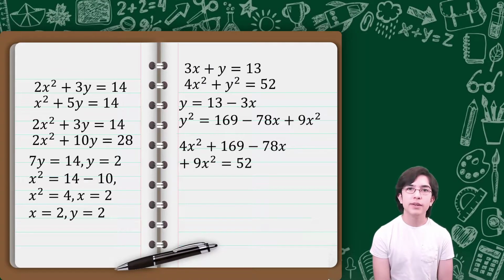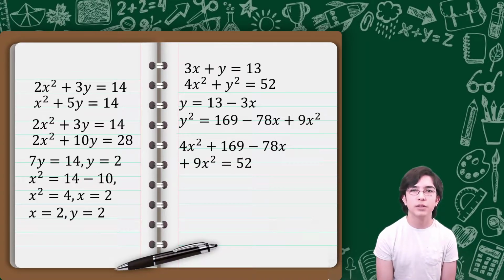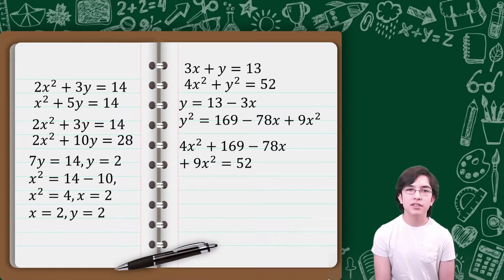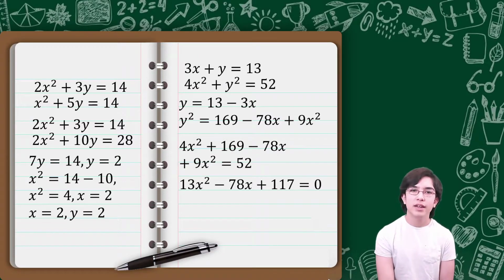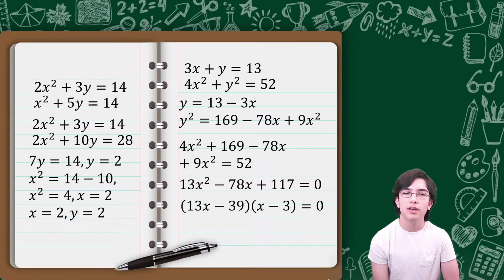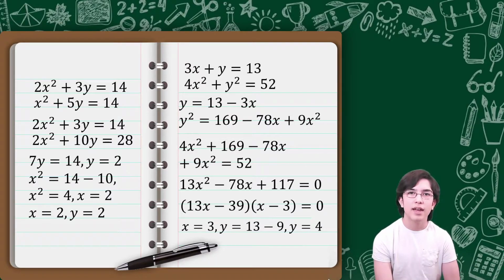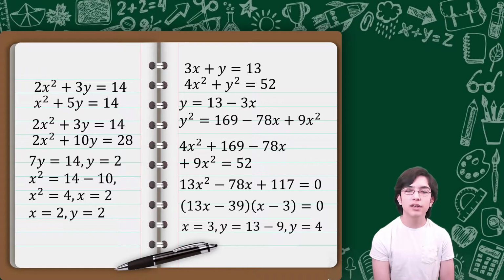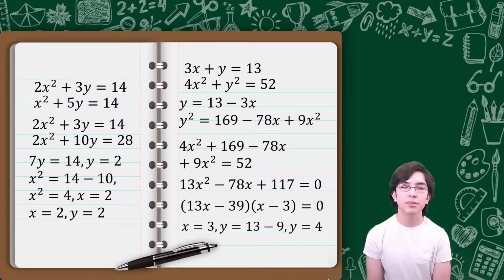So then we get 4x squared plus 169 minus 78x plus 9x squared equals 52 if we substitute y squared into the other equation. And if we simplify that, we'd get 13x squared minus 78x plus 117 equals 0. So 13(x minus 3)(x minus 3) equals 0, and therefore x equals 3. And then, since x equals 3, we can find the y half fairly simply, because y equals 13 minus 3x, so y equals 13 minus 9, and y equals 4.